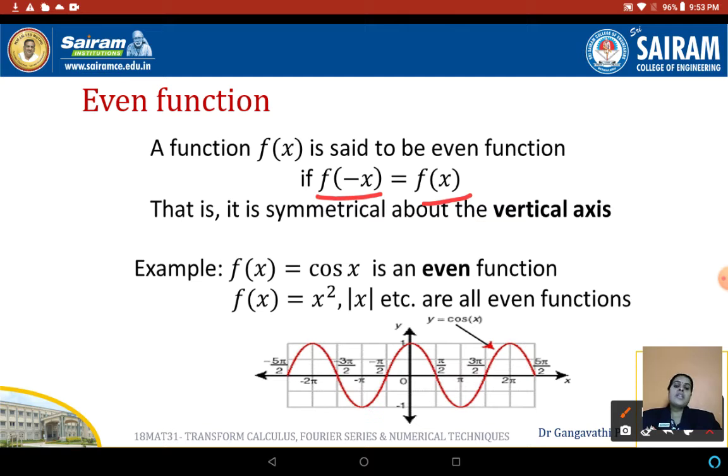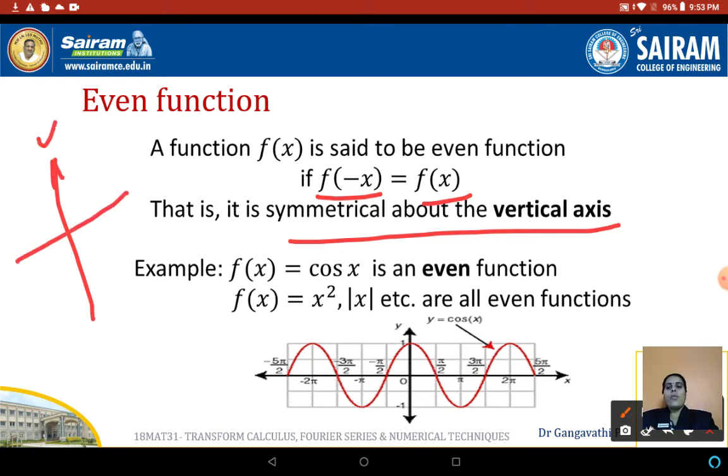What does it represent geometrically? It means that the function is symmetrical about the vertical axis. So what is the vertical axis? The y-axis itself is called the vertical axis. So a function which is an even function will be symmetric about the vertical axis. Whatever you can see on the positive side of the vertical axis, the same part can be seen on the other side of the line also. Whatever you see on this side, the same thing appears on this side, exactly similar only in the opposite direction. That is what is called symmetrical about the vertical axis. Such functions are called even functions.